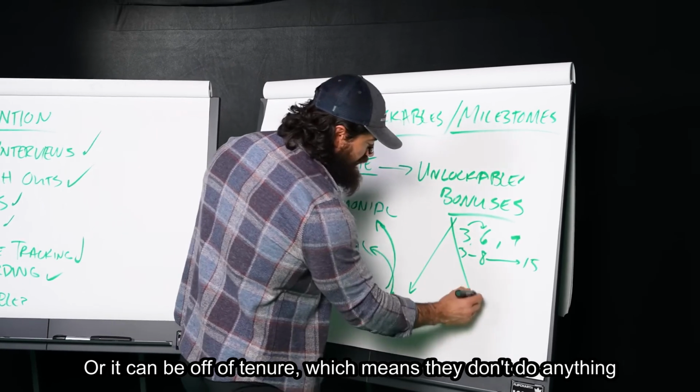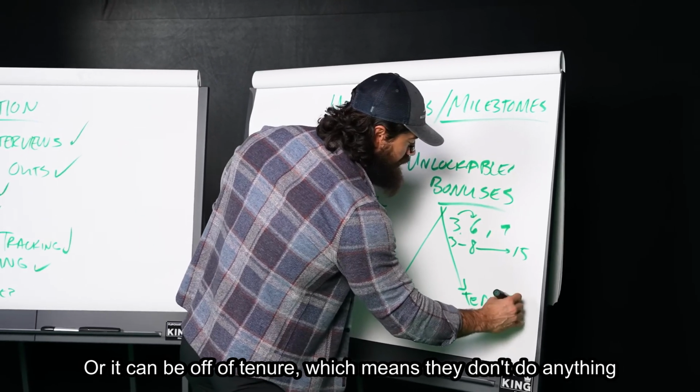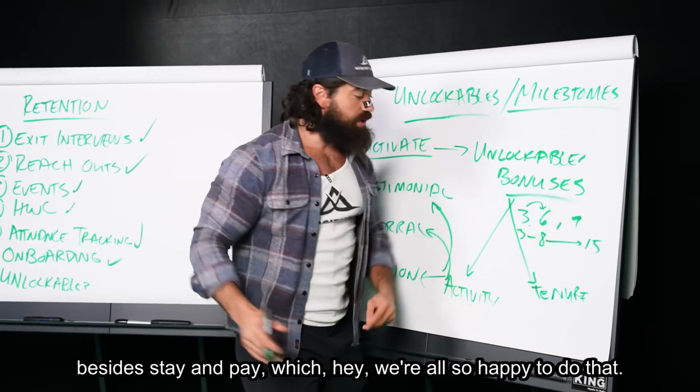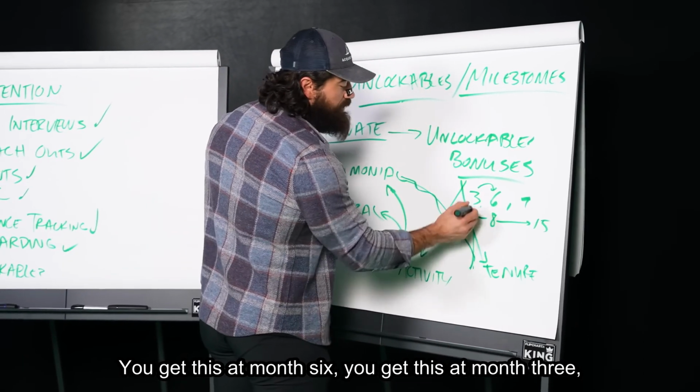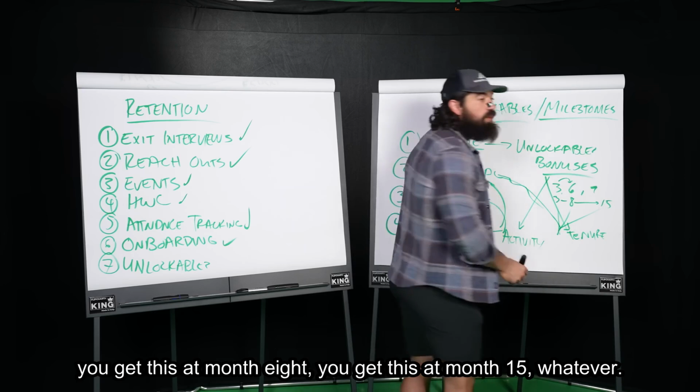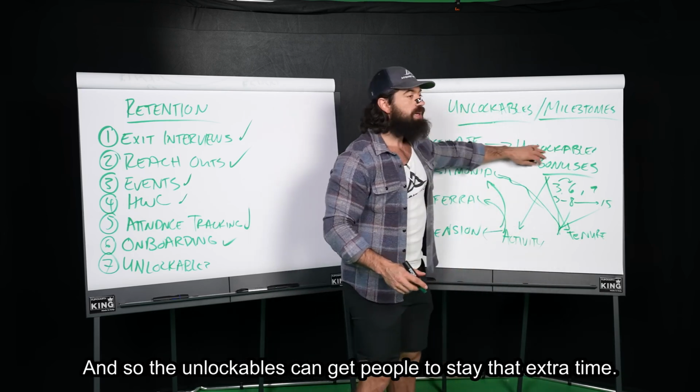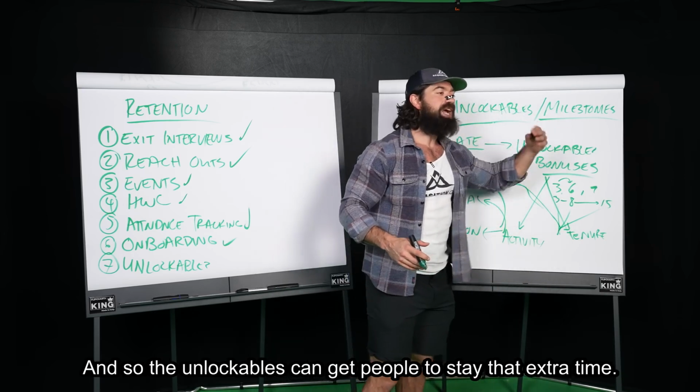Or it can be off of tenure, which means they don't do anything besides stay and pay, which, hey, we're also happy to do that. You get this at month 6, you get this at month 3, you get this month 8, you get this month 15, whatever. And so the unlockables can get people to stay that extra time.